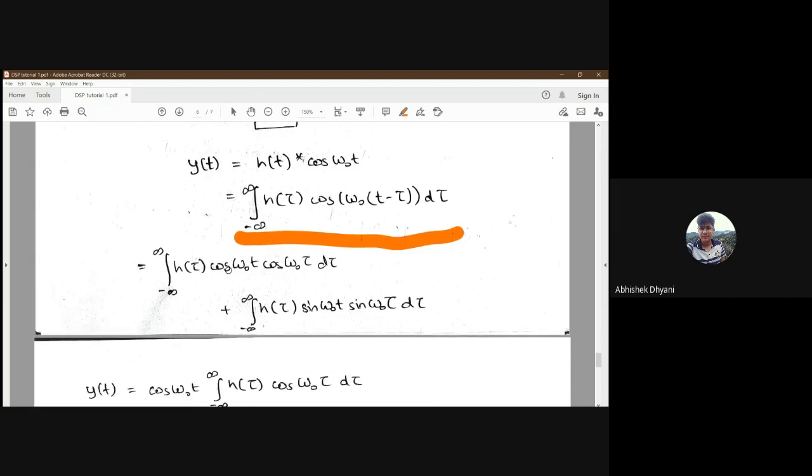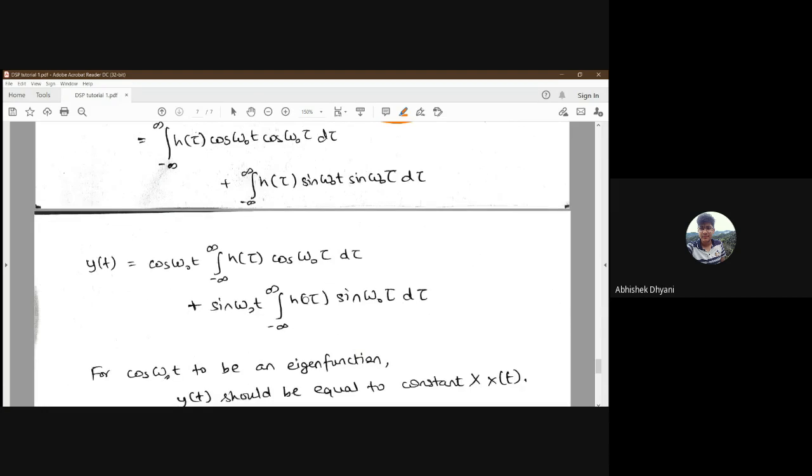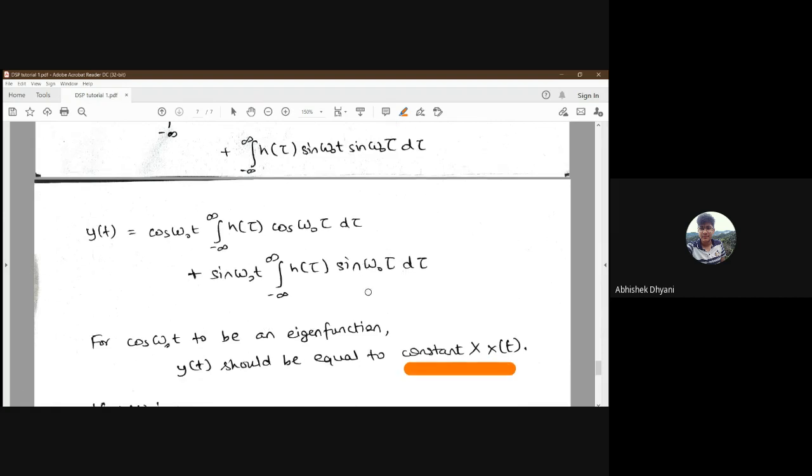Now I can take cos omega naught t common outside the integral, and sin omega naught t outside the integral from the other one, because the integration variable is tau, and we get y(t) equal to this. Now what we are interested in is when y(t) will only be equal to some scalar times the input, because only then will cos omega naught t be an eigenfunction of this system.